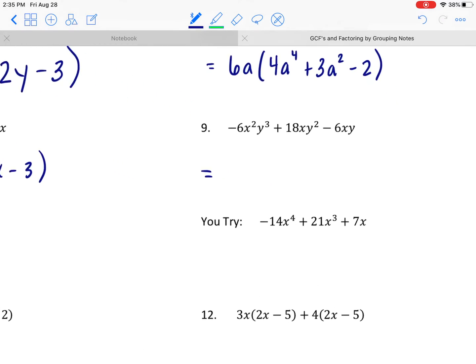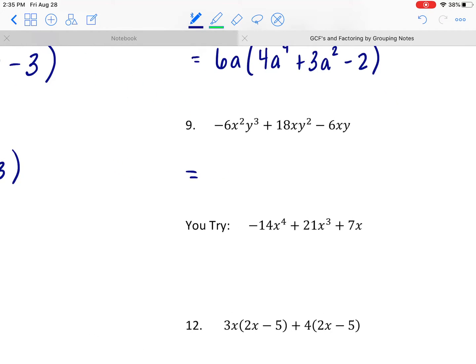So looking at number 9. The biggest number that goes into 6, 18, and 6 is going to be 6, and because that first term's negative, we're going to factor out a negative 6. And it looks like we have 1x and 1y in common. So our first term, we're going to be left with an x and 2 y's. 18 divided by negative 6 is going to be negative 3, and then just a y left. And then the last term, negative 6 divided by negative 6 is positive 1.